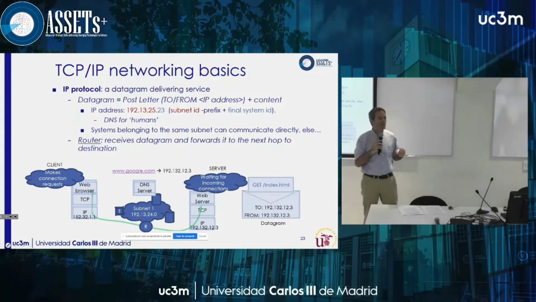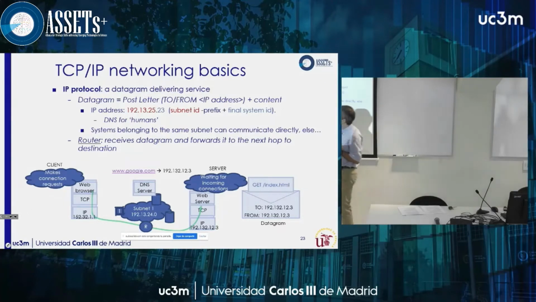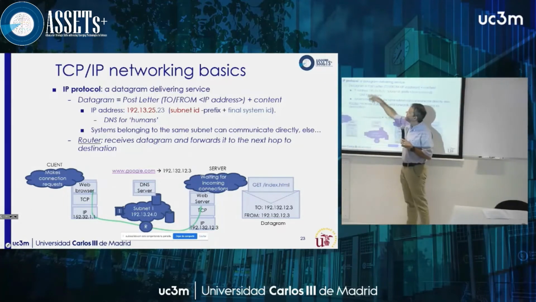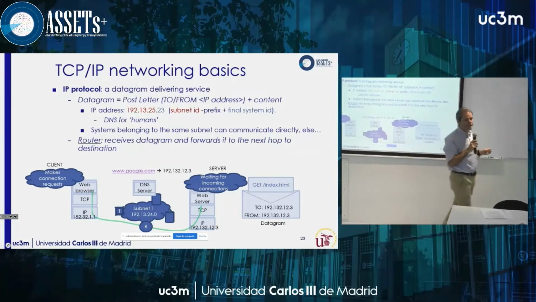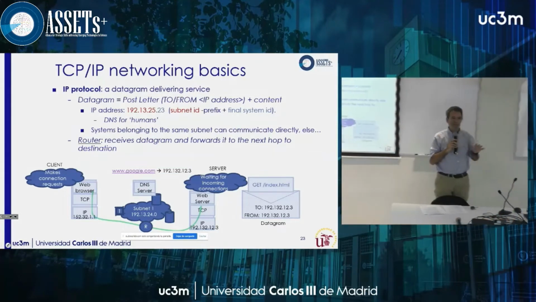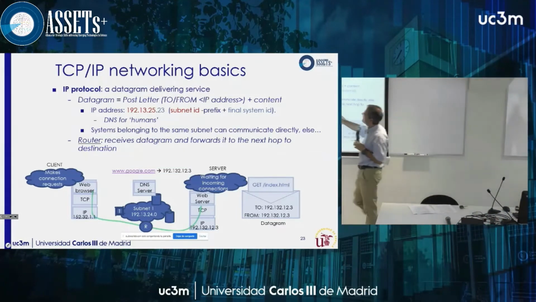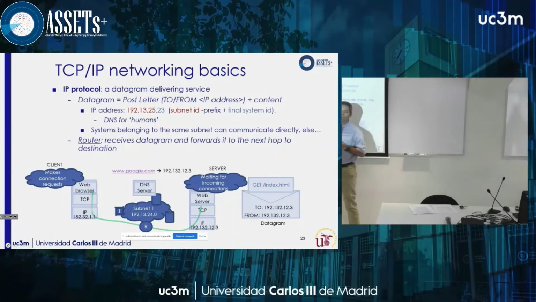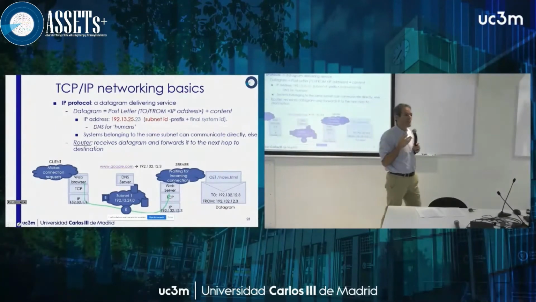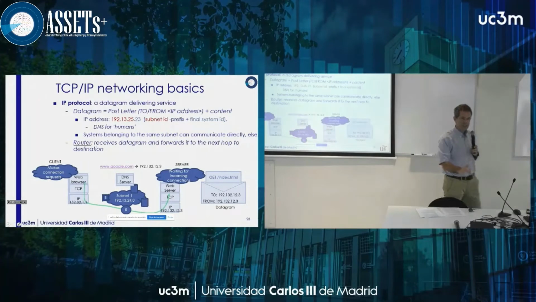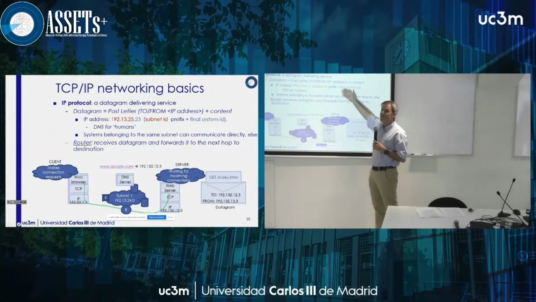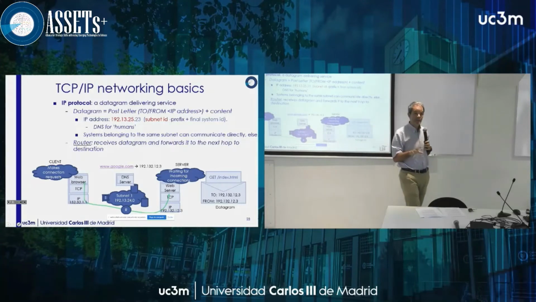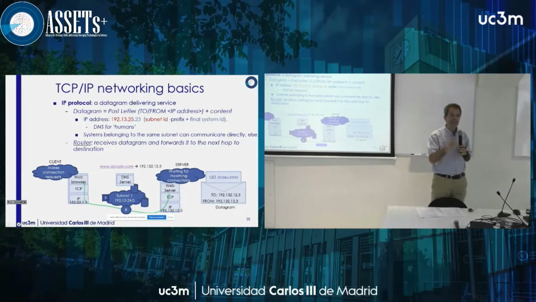An IP direction consists of 4 bytes. Usually this is an IP direction, okay? And an IP direction has 2 parts. The first one identifies what your subnet is. Where is the subnet where your computer is attached? Every system, every computer attached to the same subnet can send datagrams directly between them.